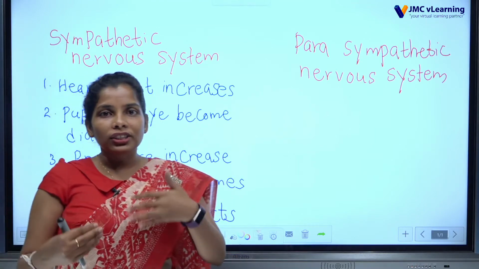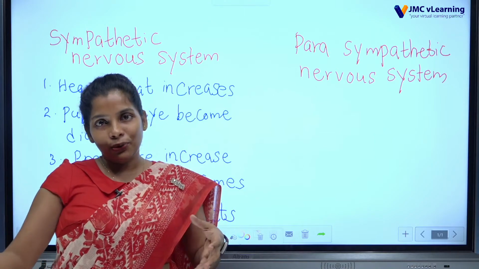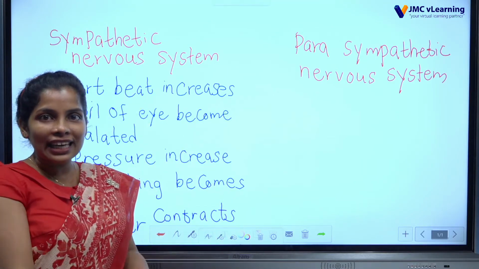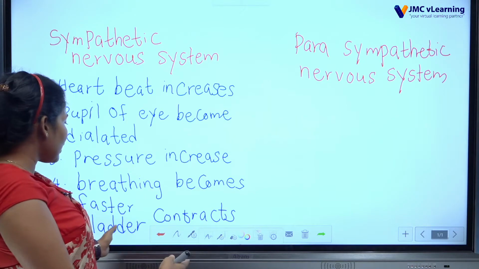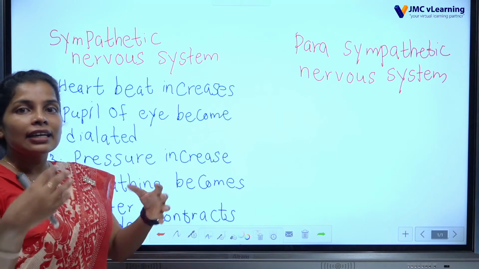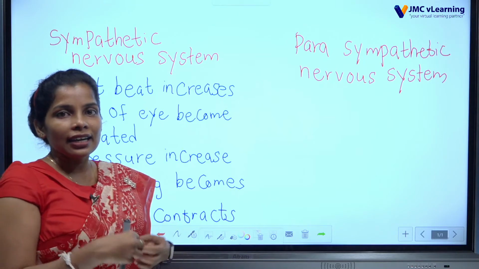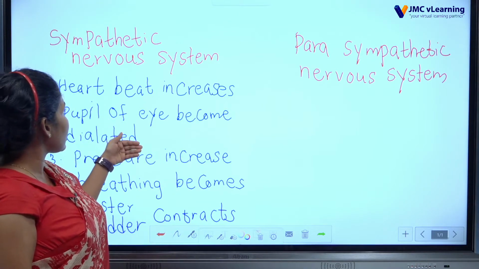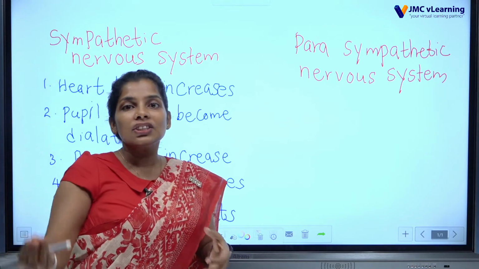When you come to release urine, but at that time you can't release it because you see the snake. So here what happens? Your bladder contracts. So this system operates when the person gets scared.